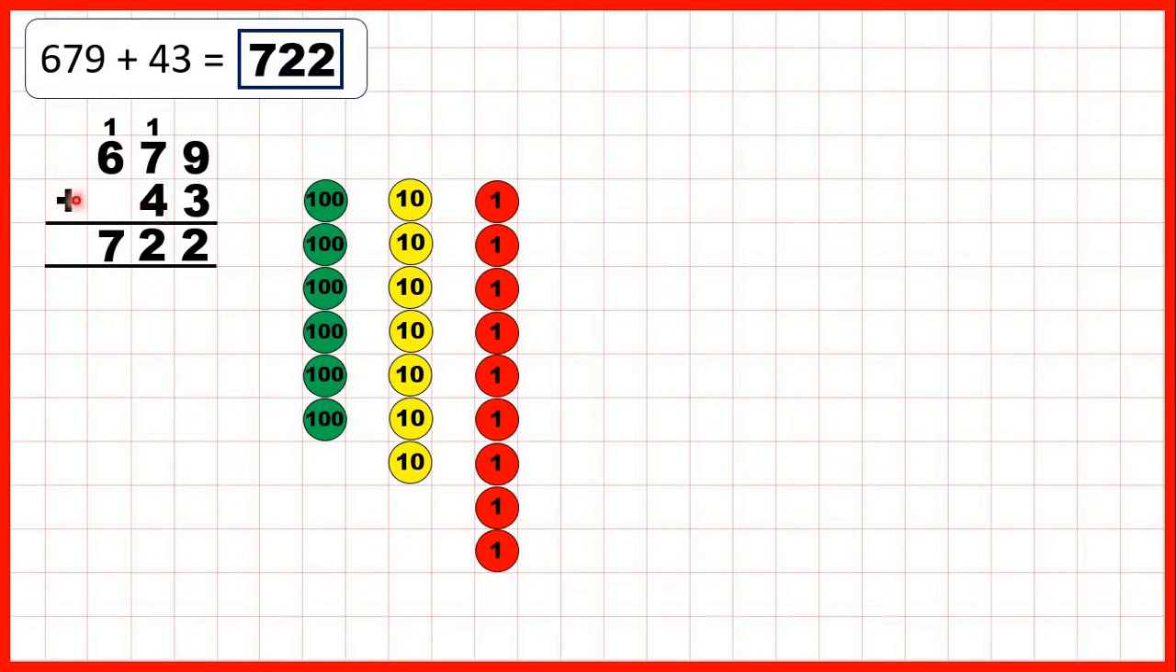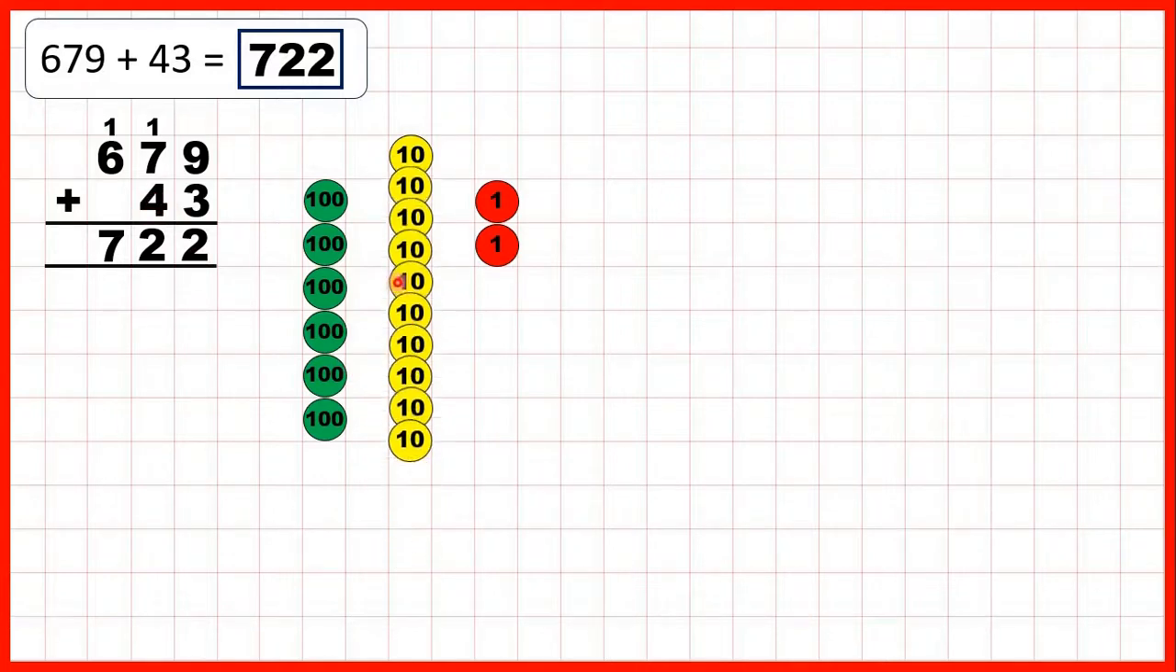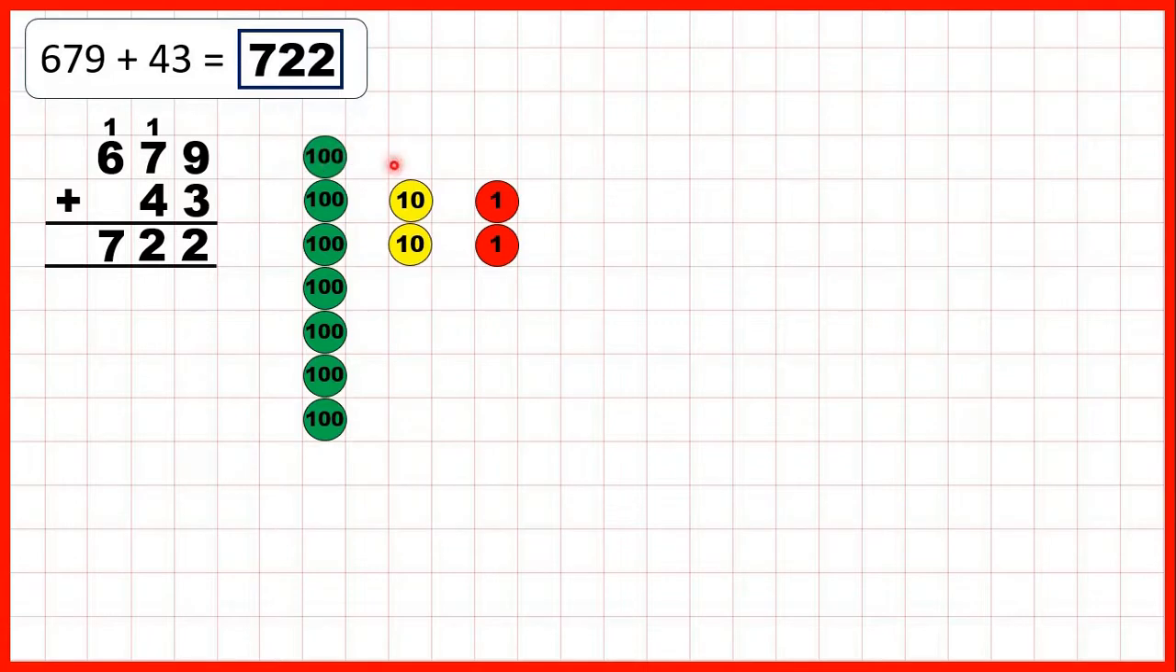Then we started with 679. We were adding 43. We can add 1, 2, 3 1s. That meant that we've made 1 10 and we have 2 as the ones digit of our answer. Then we need to add 4 tens. We can add 1, 2, exchange, then add 3, 4. And now, because we've made this extra 100 by adding our tens, we have 7 hundreds.